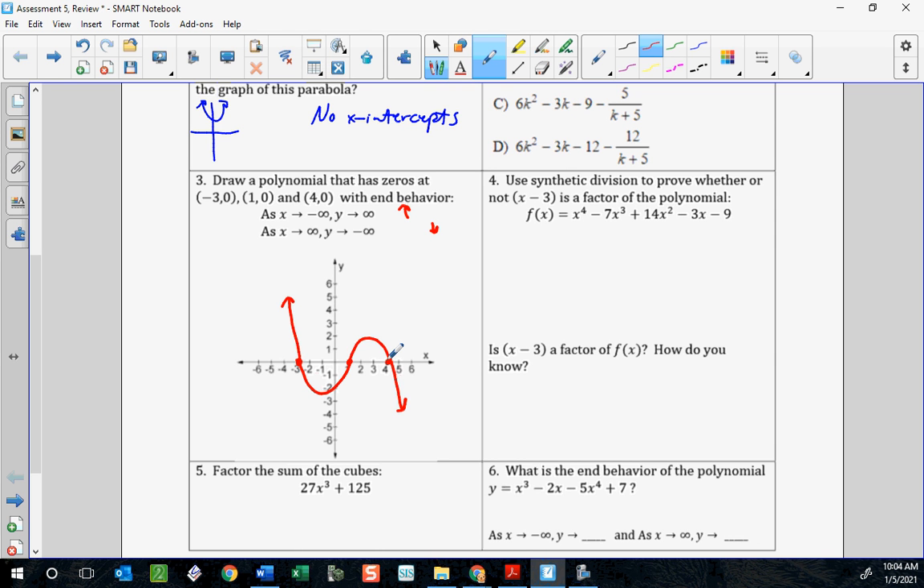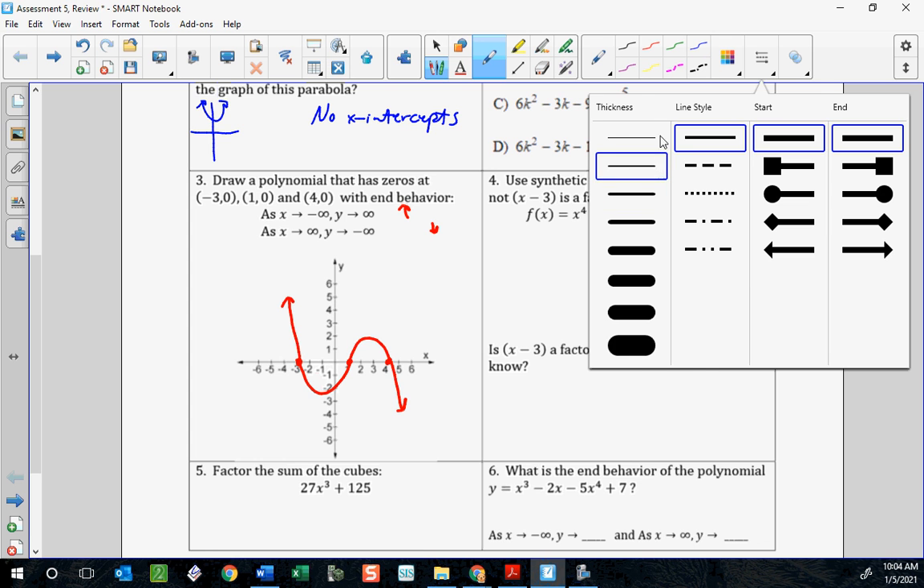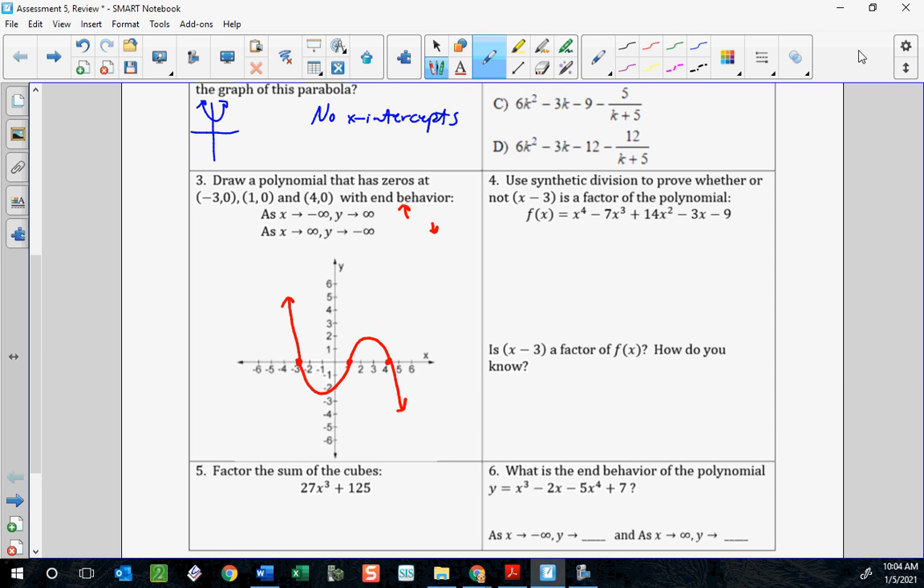All right, and number 4, use synthetic division to prove whether or not x minus 3 is a factor. So we're going to do the same thing that we did in number 2, but we're looking for a remainder of 0. If something is a factor, that means there is no remainder when you divide. Just like 2 is a factor of 10, because 10 divided by 2 is 5, and there's no remainder. Okay? So x to the 4th, x to the 3rd, x squared, everything's in order, nothing's missing.